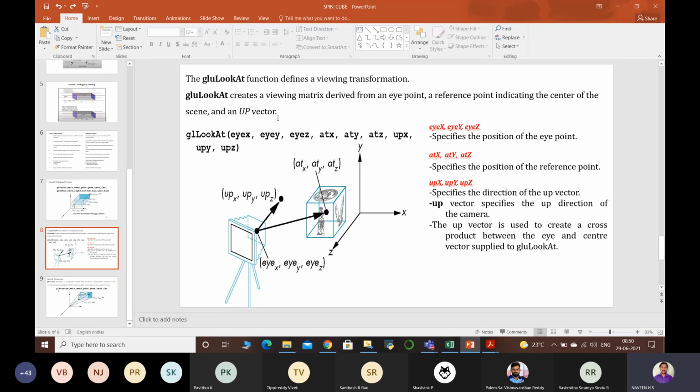So here there are three concepts, three sets of inputs or parameters we are passing. One is the eye point, another is the reference point, nothing but the COP, and the last is the up vector. These are the three sets of values we pass to the gluLookAt function. For the eye point we use Ix, Iy, Iz, because we are considering the XYZ axes. Similarly, for the reference point we mention atX, atY, atZ. Next is the up vector, upX, upY, upZ. Total 3 plus 3 plus 3, so 9 input values we are passing.